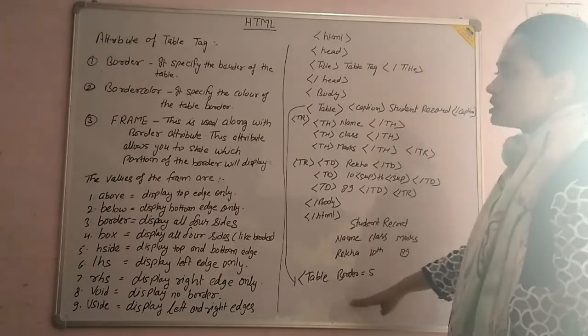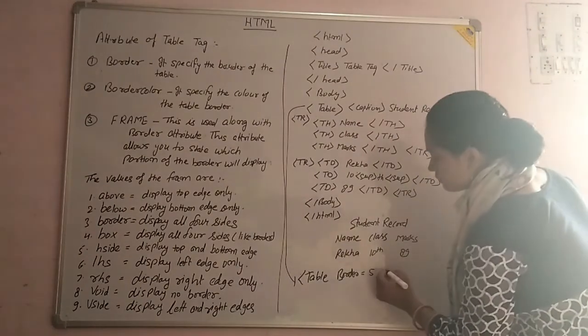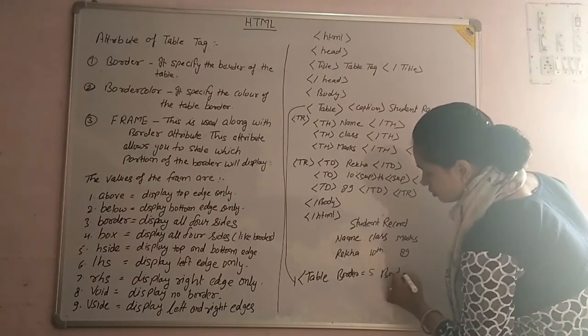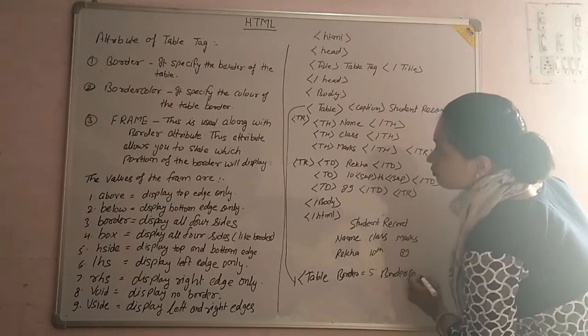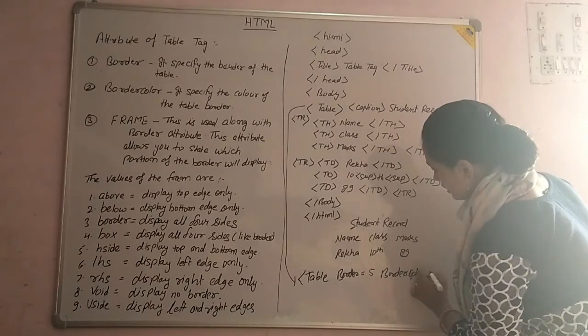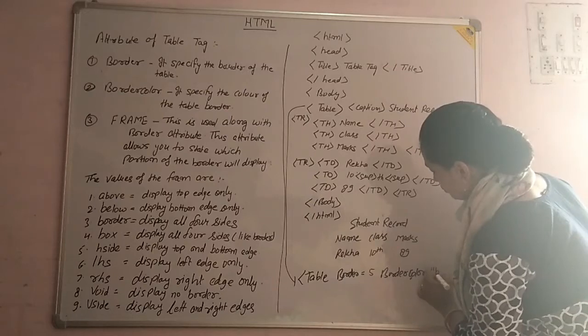Okay, next one is what? Border color. So border color is used for changing the color of the border. So I am giving here blue.